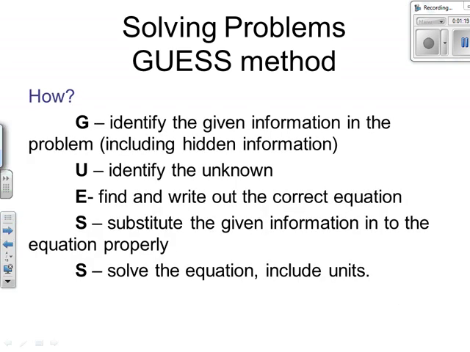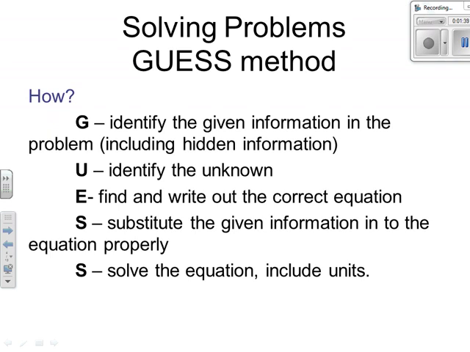All right, so more on the details. The G stands for given. It's where we identify the given information. Of course, sometimes we have hidden information. If we say something starts from rest, that hidden piece of information is initial velocity would be 0 meters per second. Also acceleration due to gravity. We're not going to give that to you, but if you don't know that by now either, learn it.